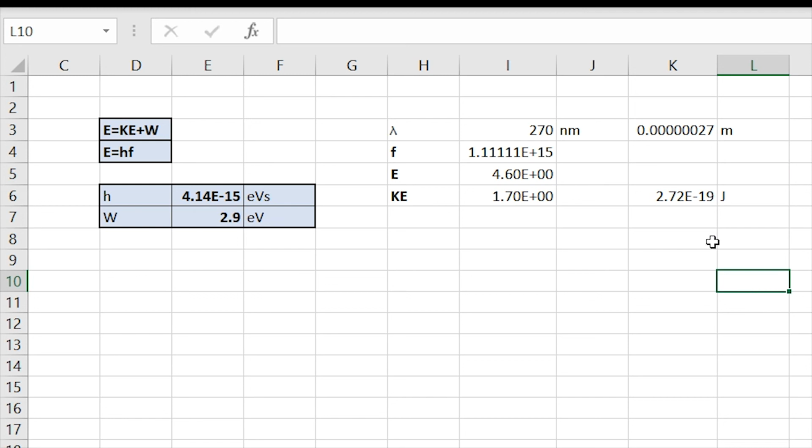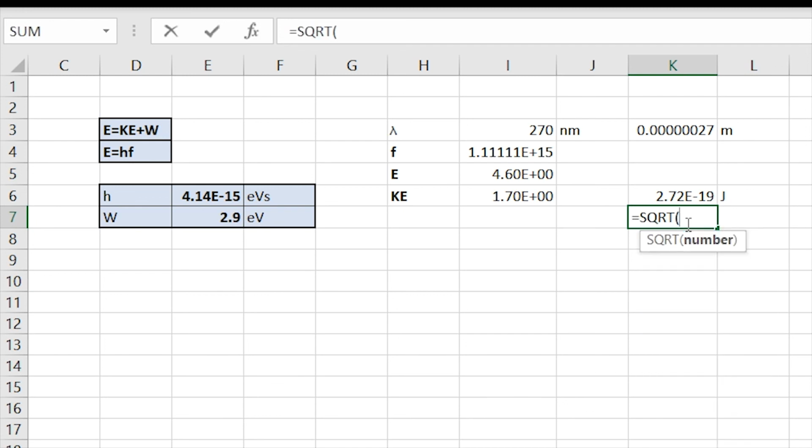We could, for example, find the speed of this thing. And so using our kinetic energy formula, we could calculate our velocity. That is just going to be the square root of 2 times our energy divided by the mass of the electron, which you may recall is 9.11 times 10 to the negative 31. And so look at that. These electrons are really cooking as they move across. That's like 773,000 meters per second. Pretty darn fast. And that's because 270 nanometers of ultraviolet light is pretty energetic light.